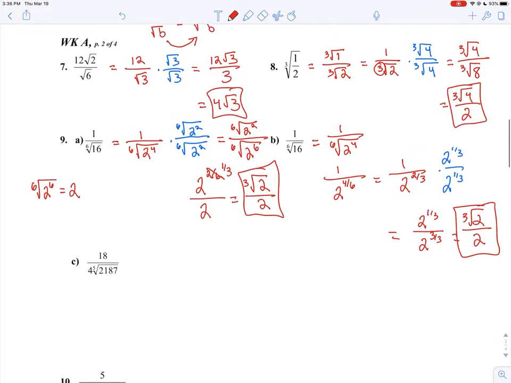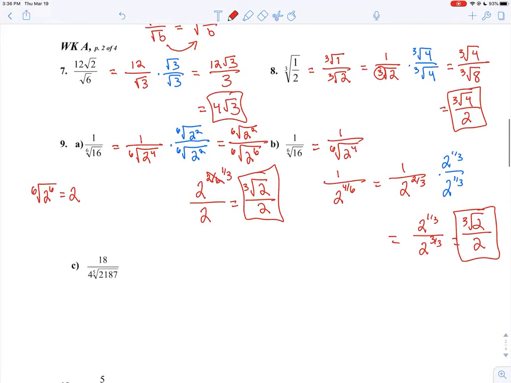All right, the last one that we're going to do for the day, and then leave you with some practice problems. If we do 9C, we've got 18 divided by 4 times the 5th root of 2,187. If you're looking at the exponent tables that you hopefully created at the start, you're probably noticing that 2,187 is not on there. If you take a closer look, though, there is one right before it. 3 to the 6th is 729. If you multiply that by one more 3, that gets you to our 2,187.